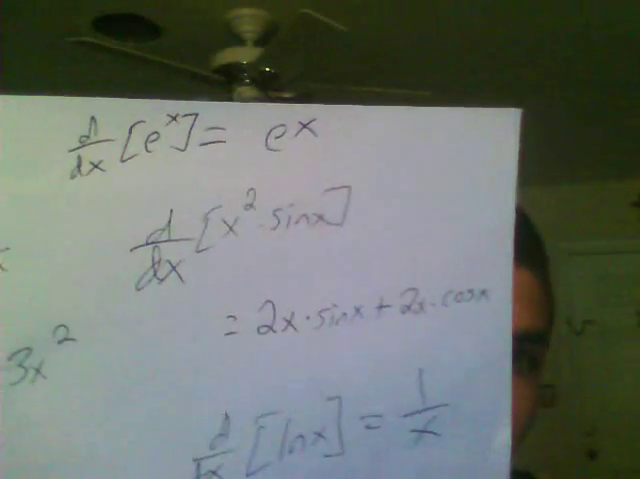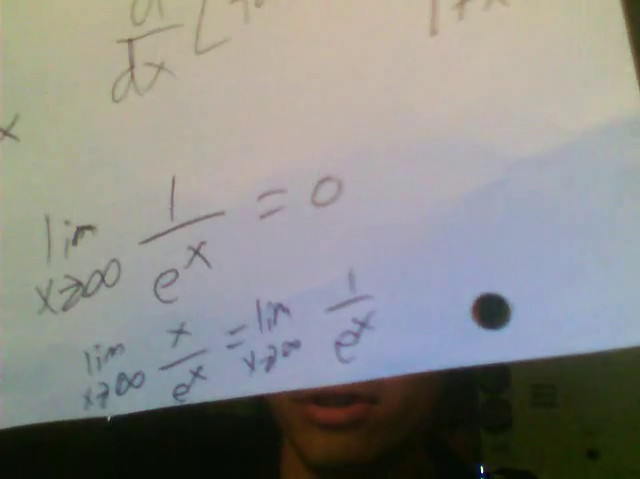Let me write that down just in case you didn't know. Derivative of e to the x is equal to e to the x. It's the easiest derivative, I believe. Right there on the top. So now this limit is equal to 1 over e to the x, which we said is 0, because e to the x keeps getting bigger, and you have 1 over a big number goes to 0.